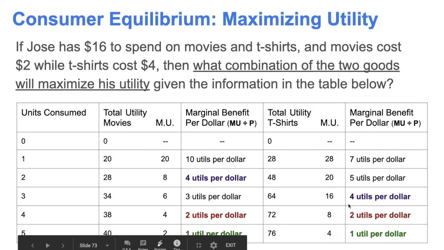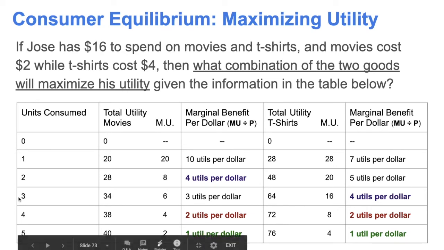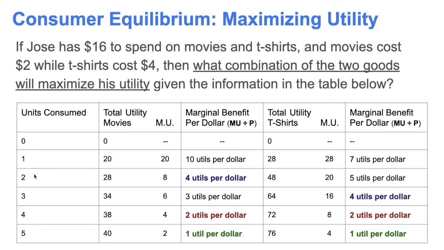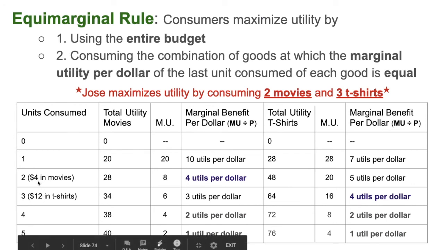So purple better work here, right? At 4 utils per dollar for t-shirts, we're buying 3 t-shirts. Okay? At 4 utils per dollar for movies, we're buying 2 movies. Let's see if that works out. 3 t-shirts would cost us $12, 3 times 4. 2 movies would cost us $4, 2 times 2. So yeah, it does. 12 plus 4 is equal to our $16 budget.